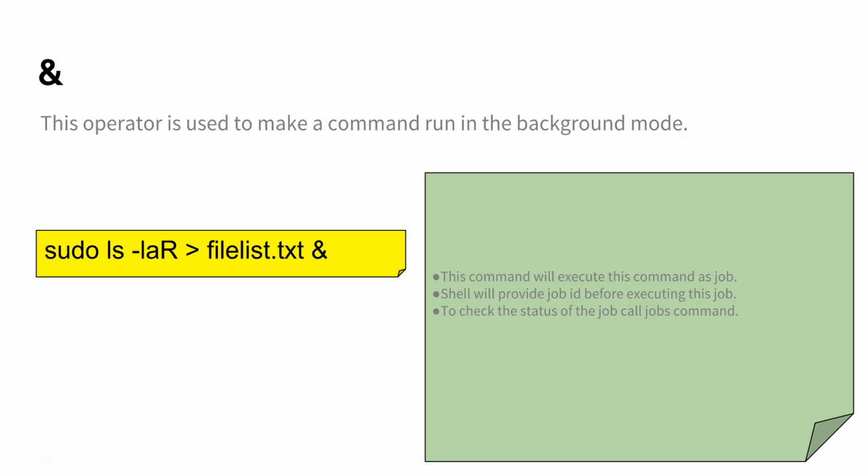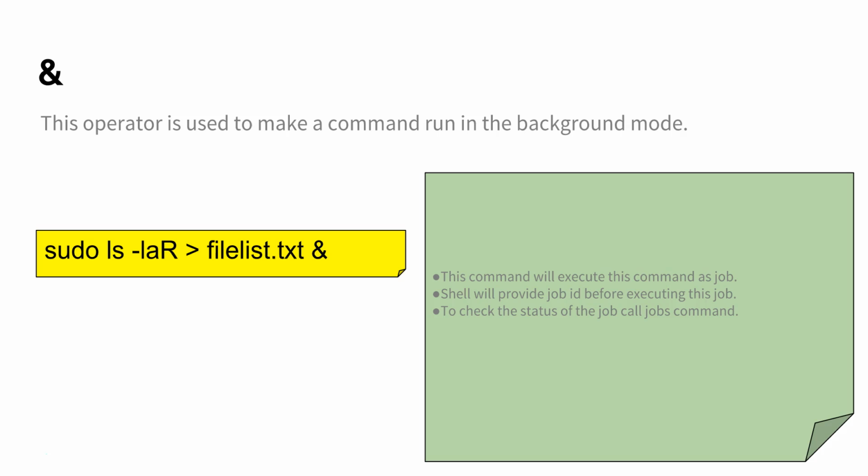Okay. So the first operator is the ampersand operator. This operator is used to make a command run in the background mode. If you feel that your command is going to run for a long time and you don't want to wait until it finishes, and you have further commands to execute, then go ahead and convert it to a background job. For example, ls -lar is going to list all the files in all the directories. That's again going to take a lot of time.